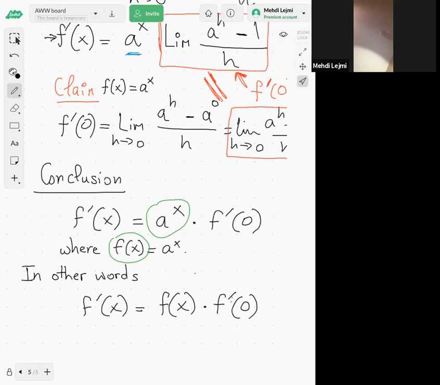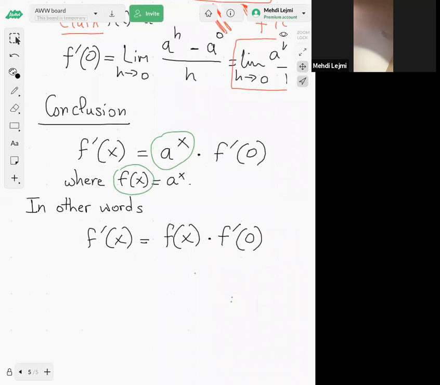Now, by definition of the number e, this is actually the definition.